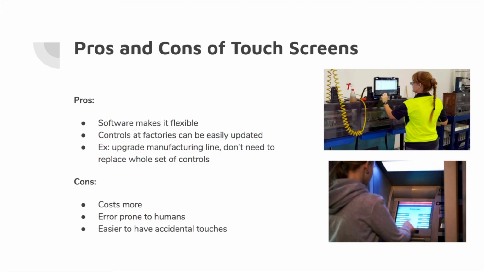And some cons to a touchscreen could be that it definitely costs more to implement it. It's better technology, so there's probably a cost correlated to it, and it's also error prone to human use. Sometimes it's also very sensitive, so there's a lot higher chance to accidentally touch the screen when you don't want to.